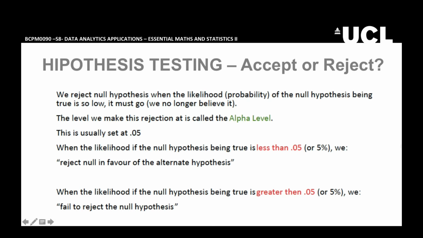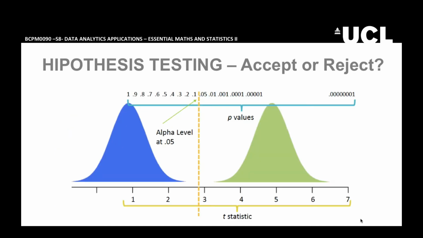While when the likelihood of the null hypothesis being true is greater than 0.05, we fail to reject the null hypothesis. Here you can see graphically the alpha level. In that case, p is smaller than the alpha level, so we will reject the null hypothesis and accept the alternative hypothesis. So it means that when measuring this variable, these two groups have a significant difference.